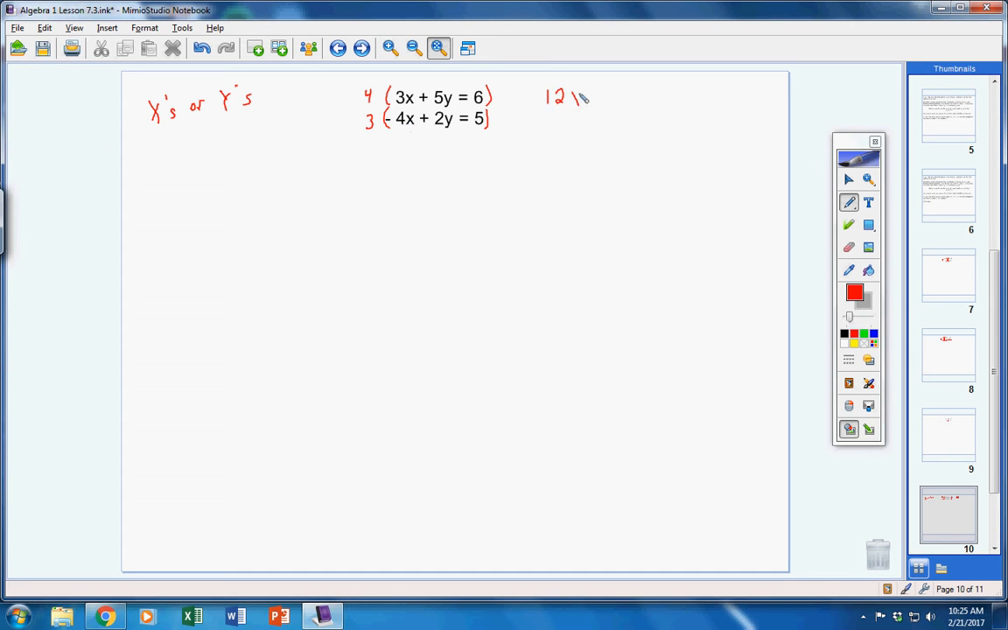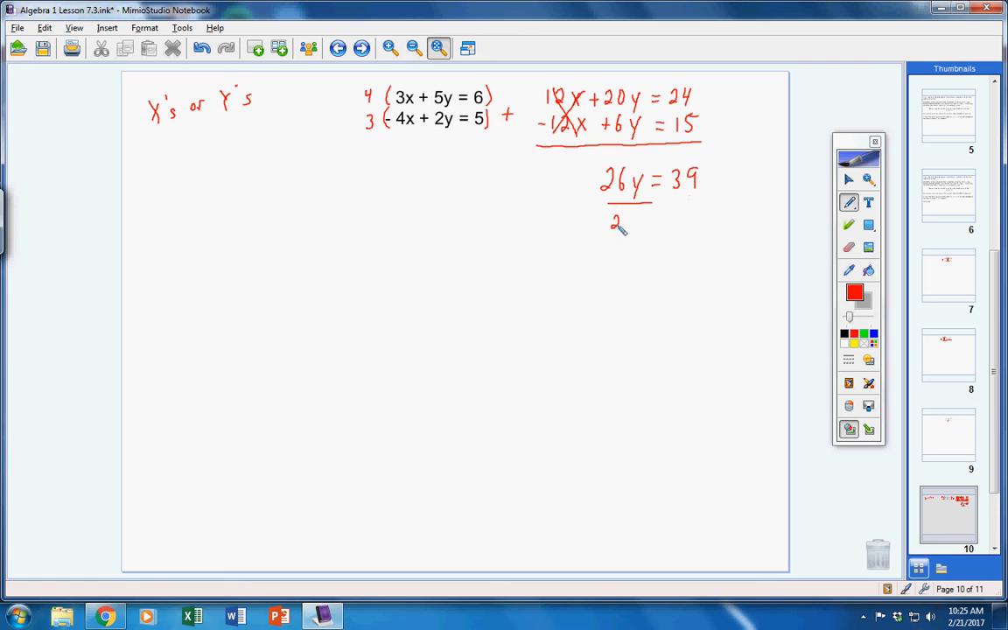4 times 3x, 12x. 4 times 5y, 20y. 4 times 6, 24. Now take your 3 and multiply it through. 3 times negative 4, negative 12. 3 times 2, positive 6. 3 times 5, 15. Don't forget to multiply your number all the way through times all of the numbers, okay? Now I'm ready to add my two equations together. X's cancel. 20 plus 6, 26. 24 plus 15, 32.